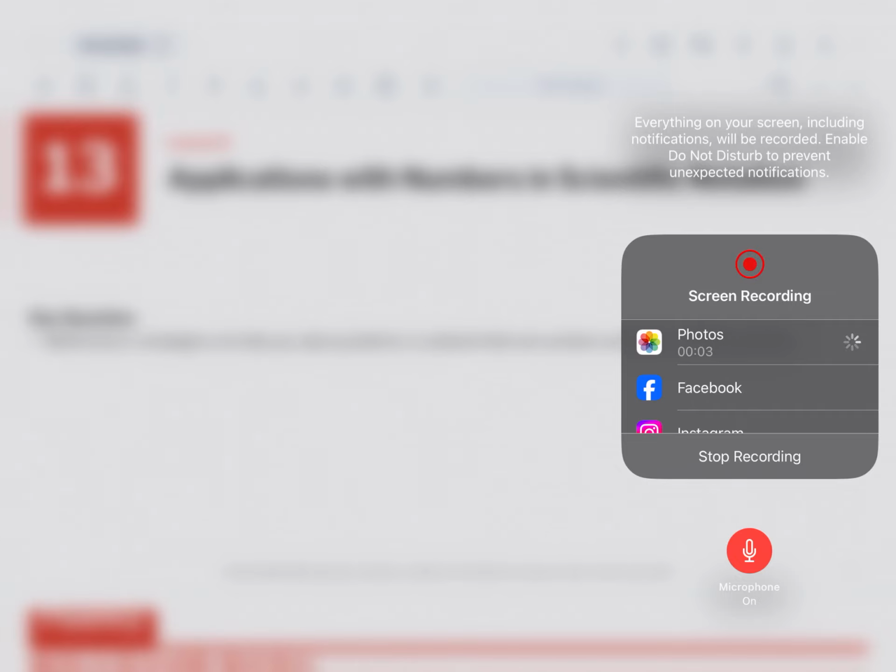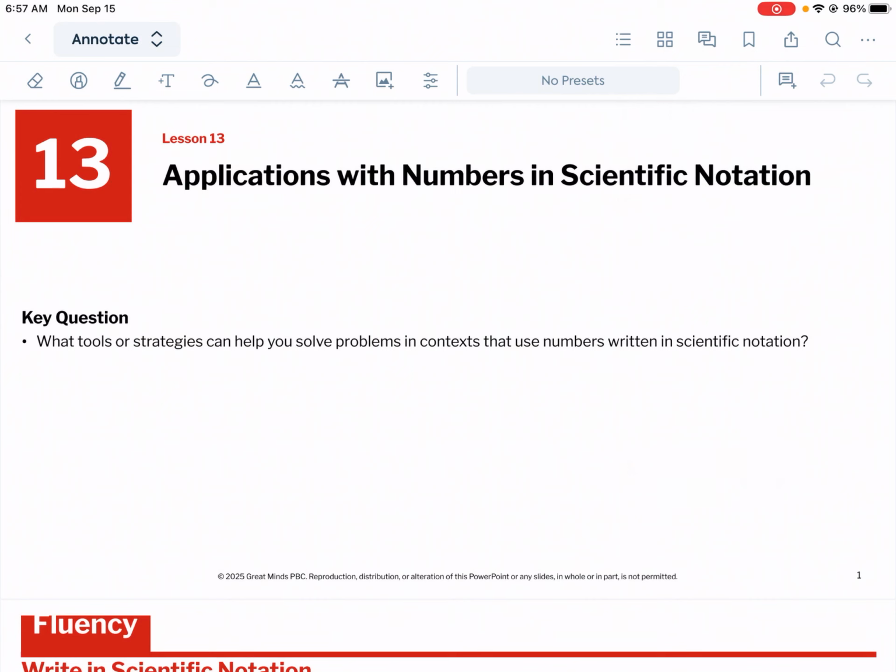Good morning, kiddos, or afternoon, depending on what time of day it is or what class period I have. Today we're going to do lesson 13. In lesson 13, we're working with applications with numbers in scientific notation. To give you the gist of it right quick, we're basically just going to be multiplying, dividing, and working with various operations in scientific notation.